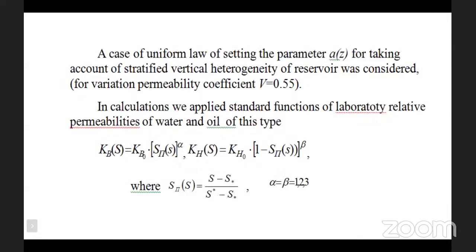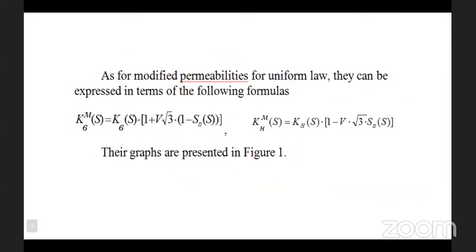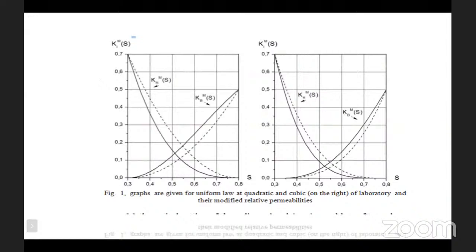A case of uniform law of setting the parameter A of Z for taking account of stratified vertical heterogeneity of reservoir was considered for variation permeability coefficient V equals 0.55. In calculations, we applied standard functions of laboratory relative permeabilities of water and oil for this type. Here are the formulas. And as for modified permeabilities for uniform law, they can be expressed in terms of the following formulas. You can see them on the screen. Their graphs are presented in figure 1. This is the figure 1, and their modified relative permeabilities.